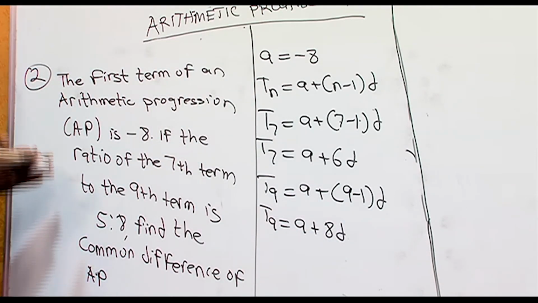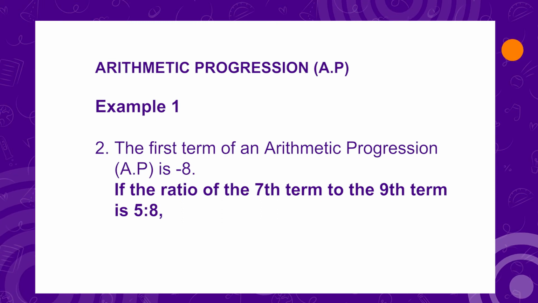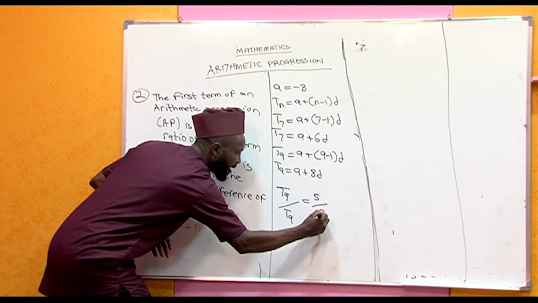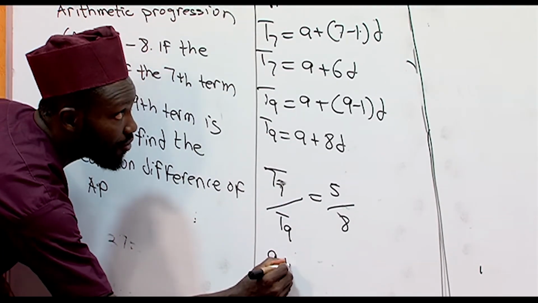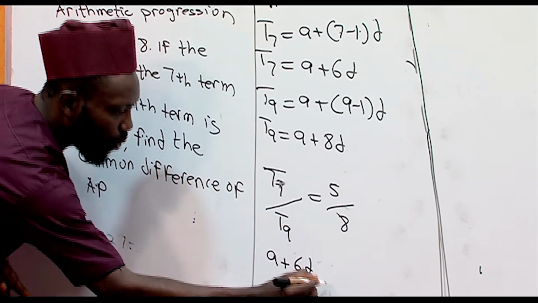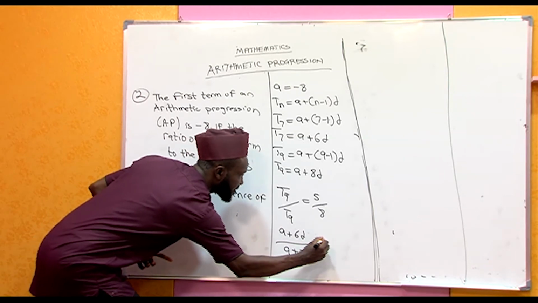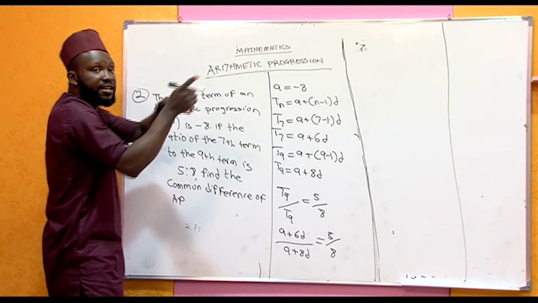Then, since they are talking about a ratio, it means that if the ratio of the 7th term to the 9th term is 5:8, I have T7 over T9 is equal to 5/8. And remember, our T7 is A plus 6D, over our T9, which is A plus 8D, and this is equal to 5/8. But remember that in the question, we are given A to be equal to minus 8.